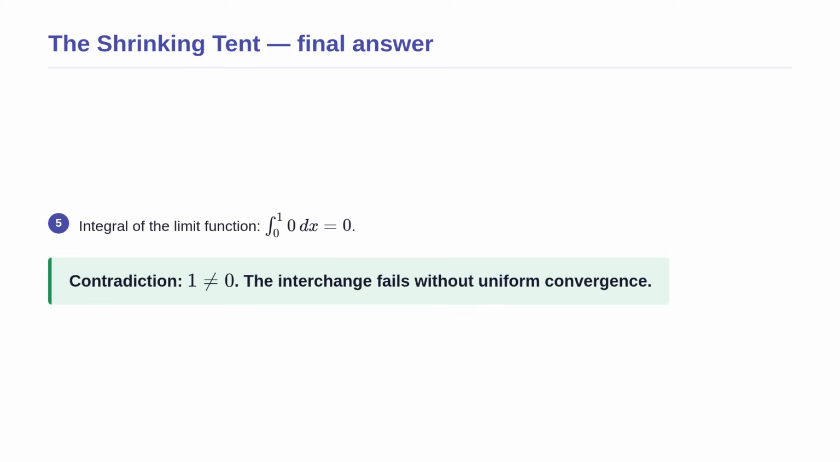This brings us to a massive contradiction. When we integrate this completely flat final limit function, the area under a flat line at 0 is of course 0. But wait, we just proved in the previous steps that the limit of the areas was exactly 1. 1 does not equal 0, meaning the interchange has completely failed. Why? Because the convergence was not uniform. A rogue wave carried an area of 1 all the way to infinity, tricking the limit of the integrals, while the pointwise limit function missed it entirely.